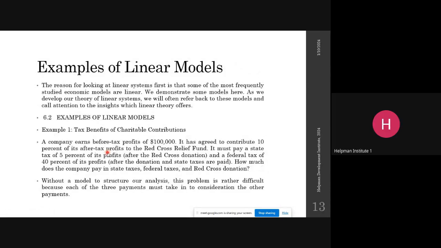Examples of linear models. The reason for looking at linear systems is that some of the most frequently studied economic models are linear. We demonstrate some models here as we develop our theory of linear systems. We will often refer back to these models and call attention to the insight which linear theory offers. So we take some of the main economic models and use our knowledge of linear systems of equations to rewrite them in such a representation. In the first one, we take the tax benefit of charitable contribution.